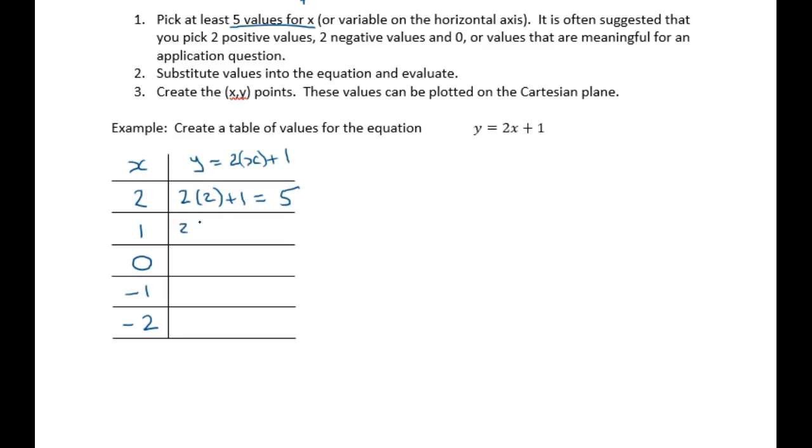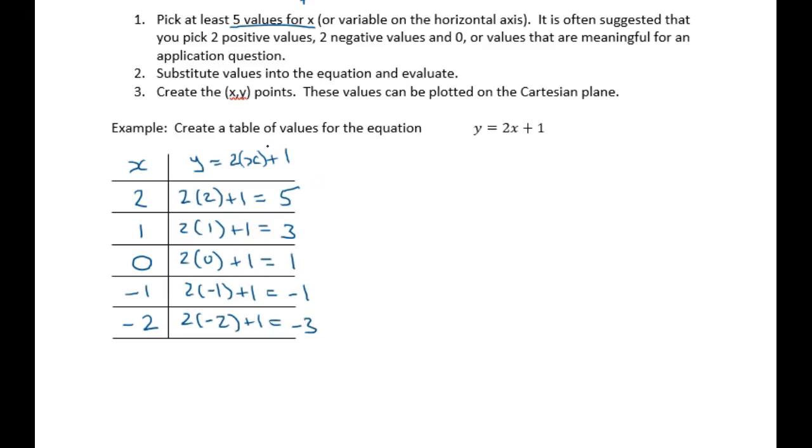And then for the next one, we're substituting in 1. So 2 times 1 gives me 2, plus 1 gives me 3. 2 times 0 plus 1 gives me 1. 2 times -1 plus 1 gives me -2 plus 1, which gives me -1. And 2 times -2 plus 1, so -4 plus 1 gives me -3.